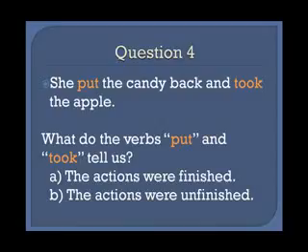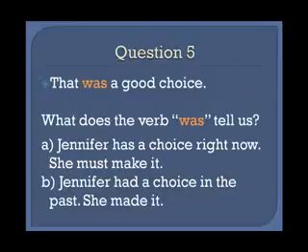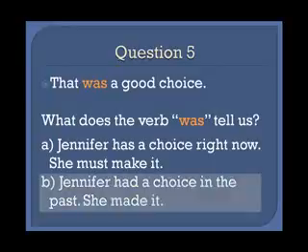Question 4. She put the candy back and took the apple. What did the verbs put and took tell us? Answer: A, the actions were finished. Question 5. That was a good choice. What does the verb was tell us? Answer: B, Jennifer had a choice in the past. She made it.